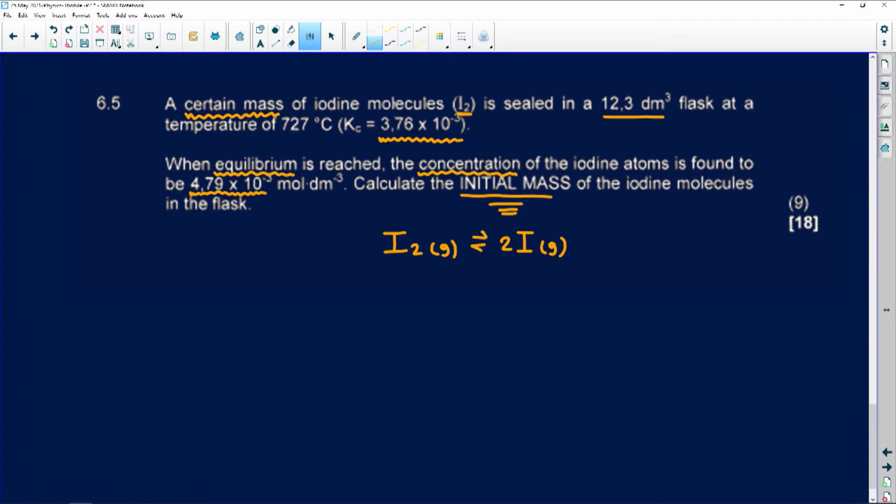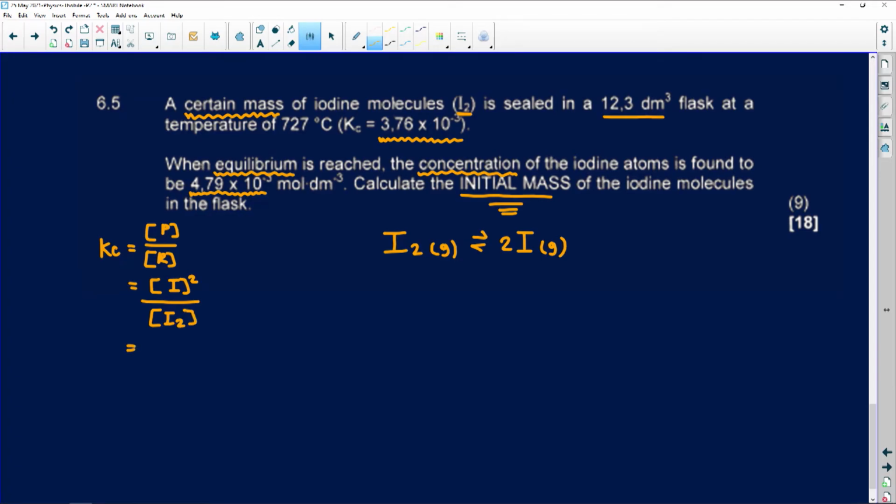Now, the nice thing about this question is I'm already given the Kc. Remember, when you're finding the Kc, it's always your products over your reactants. So we also use square brackets. I'm going to do it the long way around. My products is I, which I'm going to have at the top. Remember, the 2 in front becomes an exponent. And then I'm going to have my reactants at the bottom, which is just I2.